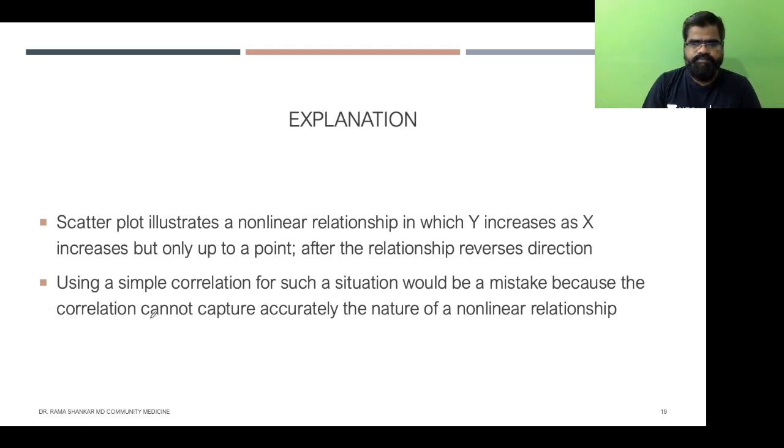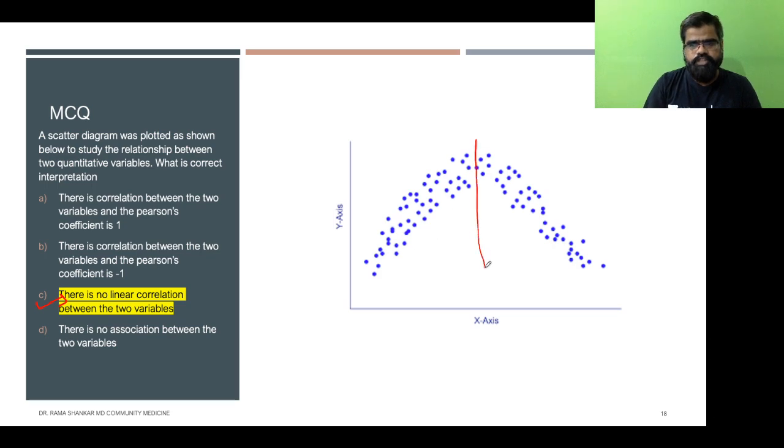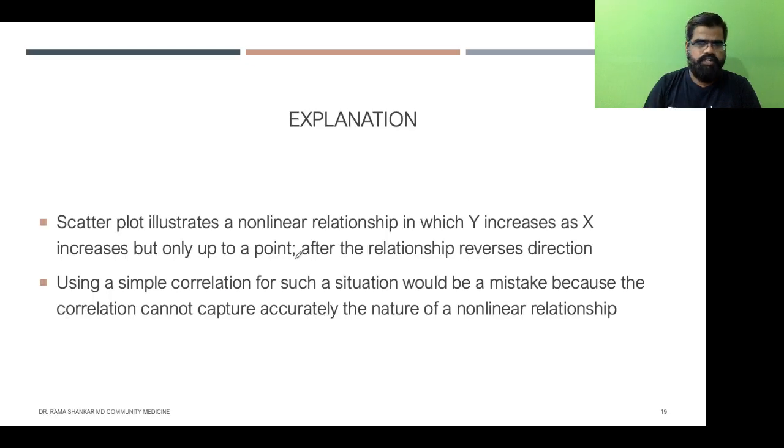What happened when you are plotting the graph, x and y axis? Let me go to the graph. Up to this point, there was a linear correlation. See, as the x-axis data moves, it was increasing on the y-axis also. But after a certain point, as the x-axis is moving on this side, the y-axis is coming down. This is the simple interpretation of the graph. So, the graph illustrates a non-linear relationship.